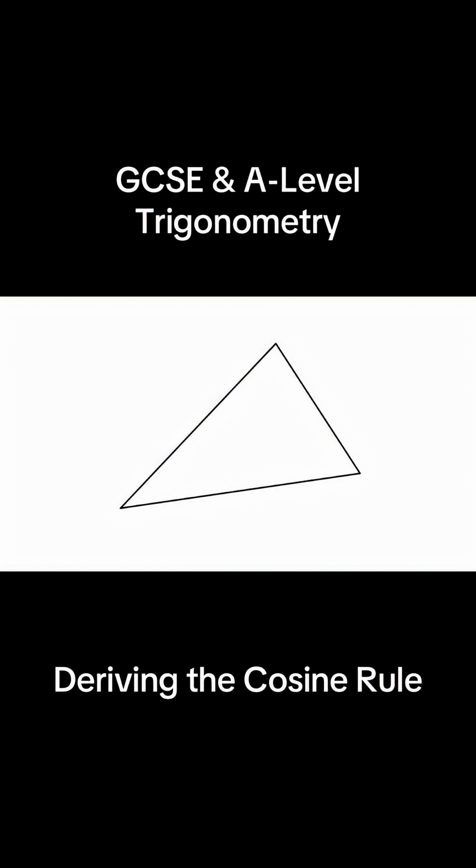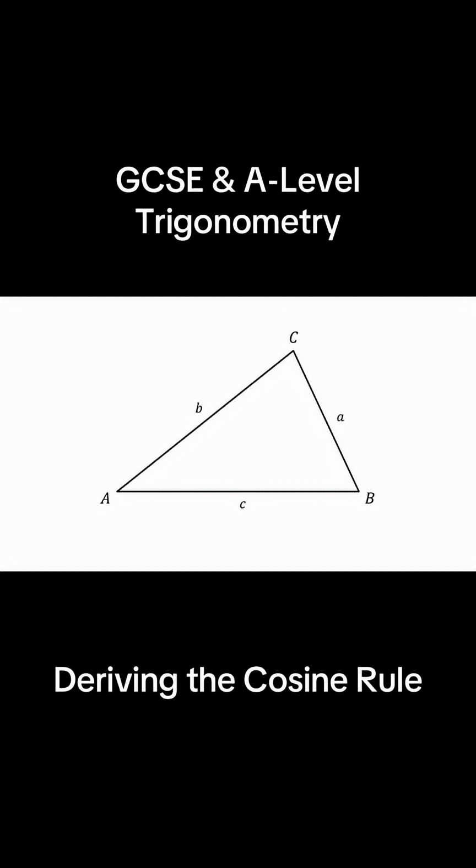Imagine we have an ordinary triangle. It can be any triangle with angles A, B and C, with sides lowercase a, b and c. We can start by drawing a line straight down from C, such that we create two right-angled triangles.